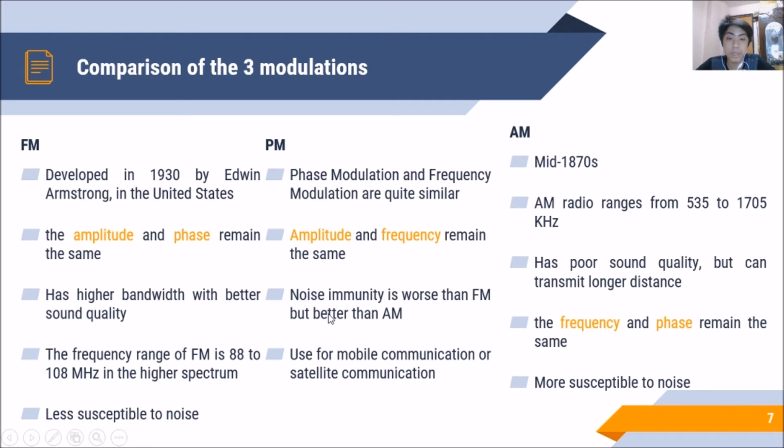In PM, noise immunity is worse than FM but better than AM. This is used primarily for mobile communication or satellite communication, like Wi-Fi and 4G.